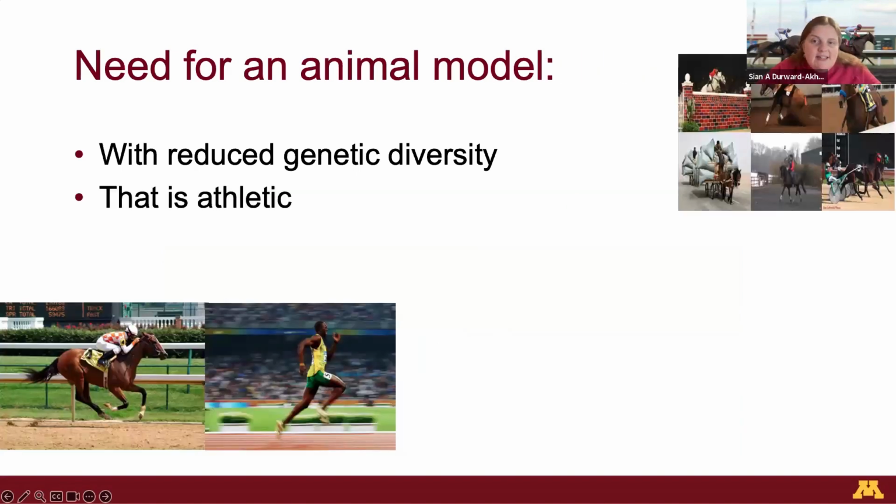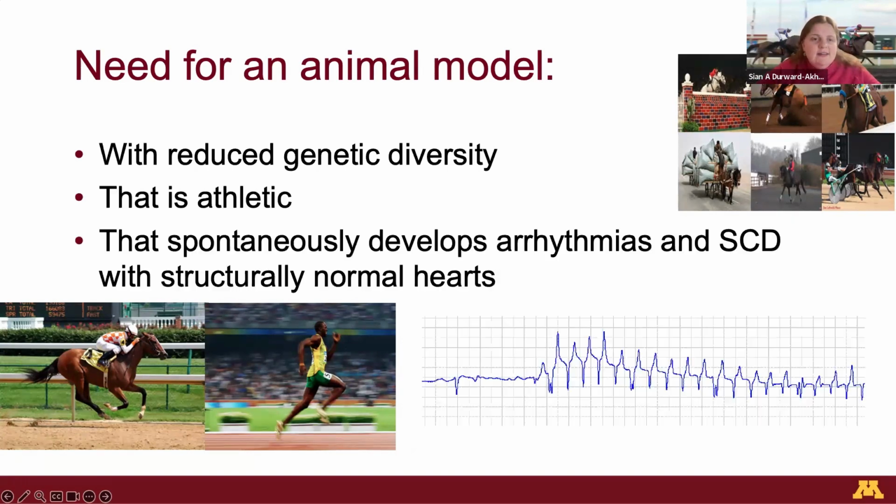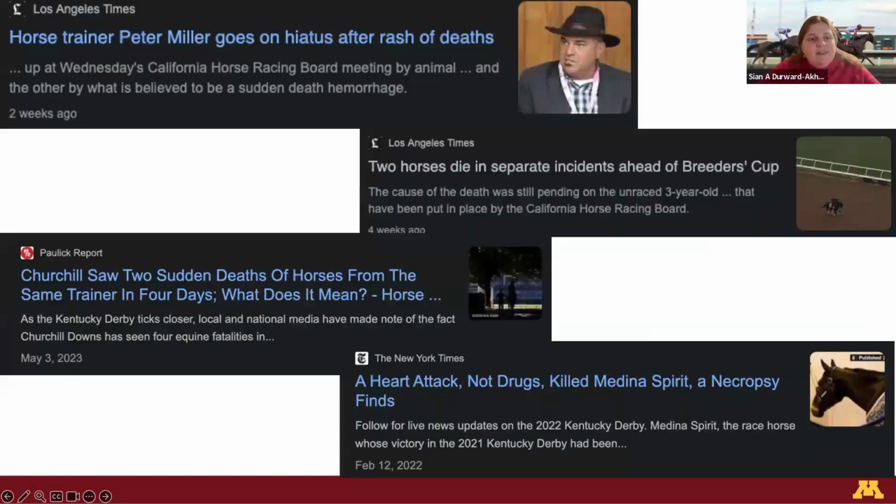Ideally, it would be athletic, and I've already talked about how remarkably athletic horses are. And it's also likely that it would be possible to follow horses with risk variants for arrhythmias and sudden cardiac death, whereas it is not possible in humans. And then most importantly, the model should spontaneously develop arrhythmias and sudden cardiac death with structurally normal hearts. And I've already talked about the arrhythmias that horses develop, and then we go back to another Google search.